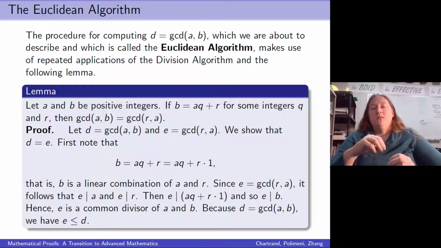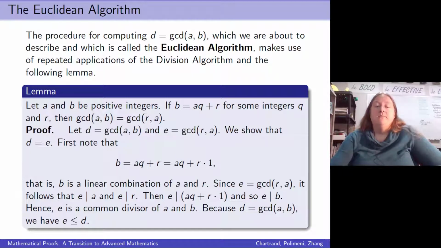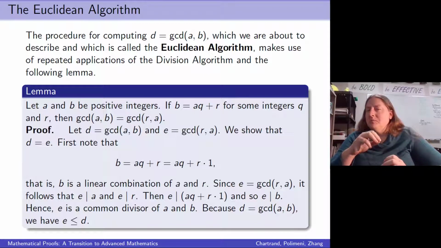So we're going to let d equal the GCD of a and b, and e equal the GCD of r and a. So what we're really looking to show is that d equals e, to show that these two GCDs are equal to each other. So first we're going to note that b equals a times q plus r, and that equals a times q plus r times 1. Well, what that really means is that b is a linear combination of a and r.